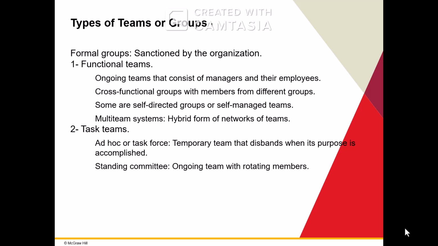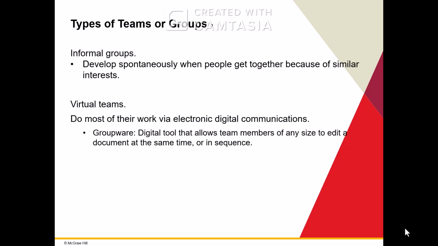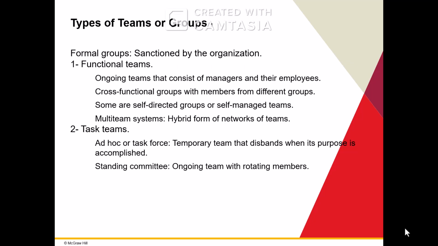So what are the types of teams or groups? We have formal groups and informal groups. Let's start with formal groups. Formal groups are sanctioned by the organization, such as functional teams and task teams. Functional teams are ongoing teams that consist of managers and their employees. Cross-functional groups have members from different groups, and some of them are self-directed groups or self-managed teams. And also we have multi-team, which is a hybrid form of network of teams.